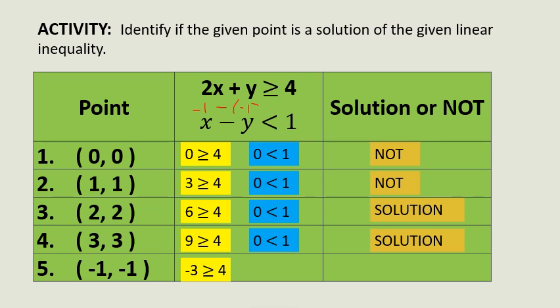Okay. And then do not forget, we're going to change the sign, and then this one becomes addition. So let's have that technique. Okay, plus. Okay, negative 1 plus 1. So that is 0. So that is 0 and 1, 0 less than 1. So negative 3 is not greater than 4. 4 is greater than negative 3. That answer is not a solution.